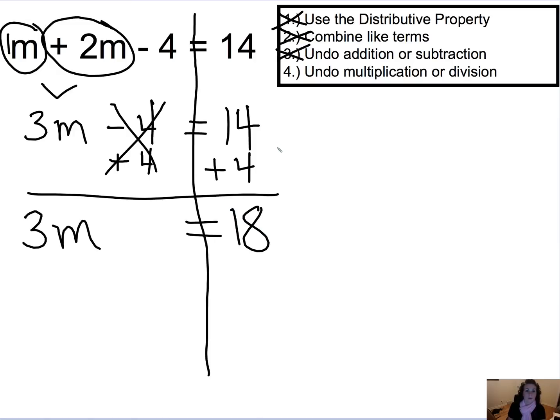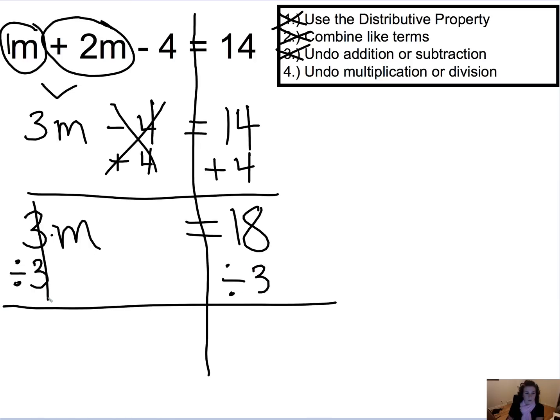Done with step 3. Now step 4, undo multiplication or division. This is 3 times m. So to undo it, I'm going to divide by 3, and whatever I do on the left, I do on the right. That way the 3's cancel, and I have m equals 18 divided by 3 is 6. And we have the variable by itself, so we know that we're done with the entire problem.